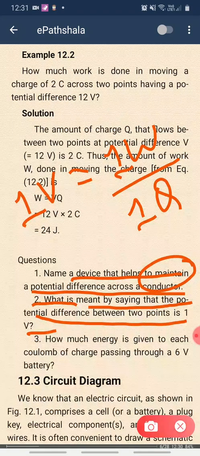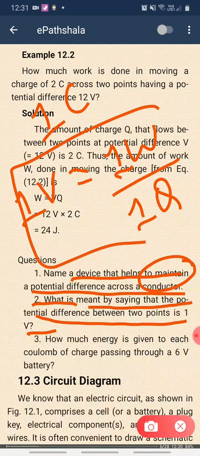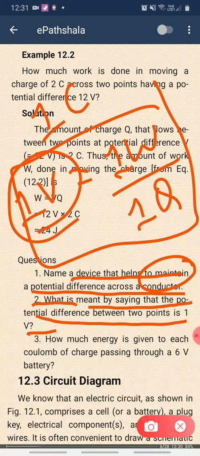So a potential difference of 1 volt means 1 coulomb of charge is being carried and the work done is 1 joule. In order to do the work of 1 joule, 1 coulomb of charge has to be carried. This is basically what you have to understand. If this is 1, then both the numerator and denominator have to be 1. Then only this potential difference of 1 volt will be maintained. Okay, I hope it's clear.